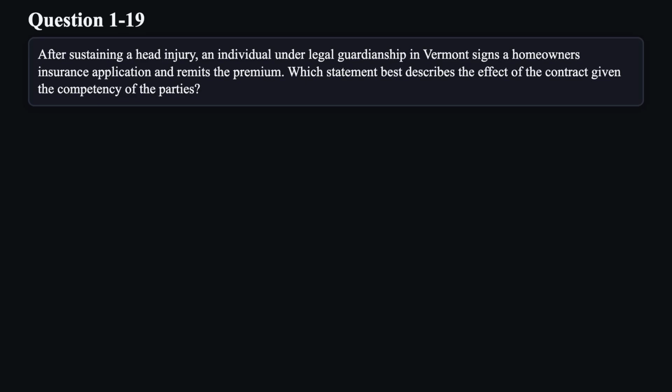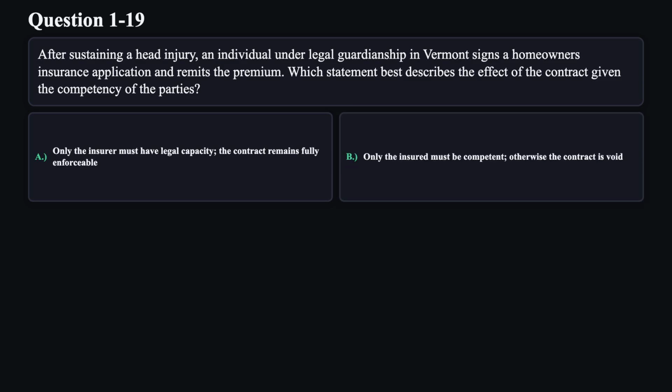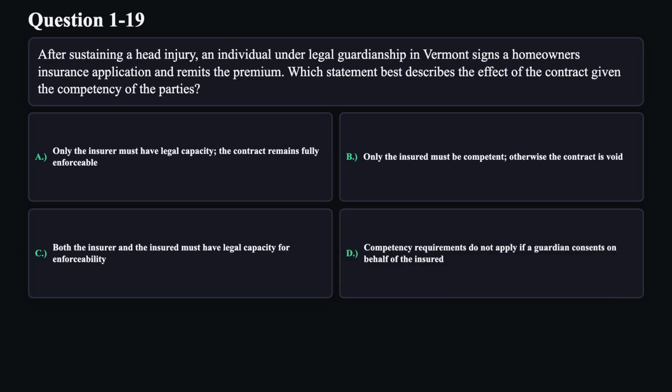Question 19. After sustaining a head injury, an individual under legal guardianship in Vermont signs a homeowner's insurance application and remits the premium. Which statement best describes the effect of the contract, given the competency of the parties? A. Only the insurer must have legal capacity. The contract remains fully enforceable. B. Only the insured must be competent, otherwise the contract is void. C. Both the insurer and the insured must have legal capacity for enforceability. D. Competency requirements do not apply if a guardian consents on behalf of the insured.